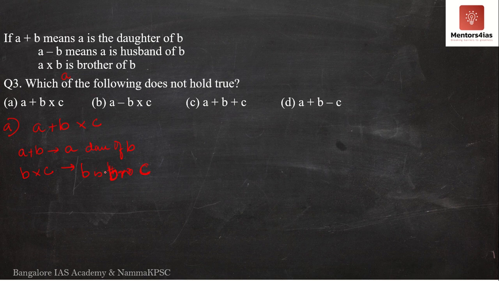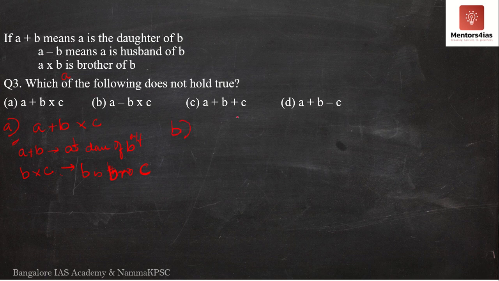Possible. Now this relationship is possible, right? A is the daughter of B. So A is a female, and B, I don't know. It could be male or female as of now. But when we move on to the next step over here, B cross C means B is the brother of C. Could be possible. B could be a male. So therefore B is the father of A. So this relationship is valid. So there is nothing wrong with this particular. Why not move on to the second one?